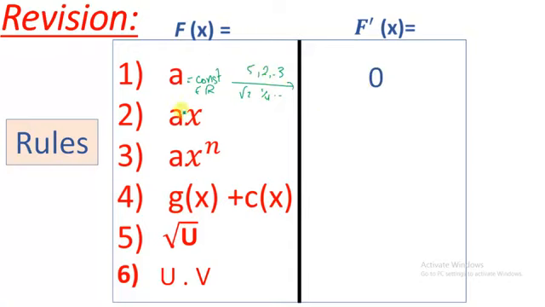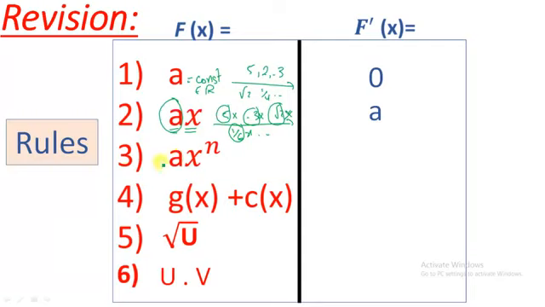The second rule: if f of x equals ax, that is a constant multiplied by a variable x, like 5x, minus 3x, radical 2x, 1 over 6x, etc. What is the derivative in this case? Let's remember. Yes, it is a, that means the coefficient of x. So the derivative of 5x is 5, the derivative of minus 3x is minus 3, the derivative of radical 2x is radical 2, the derivative of 1 over 6x is 1 over 6.